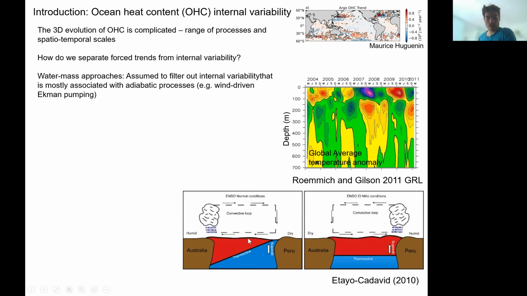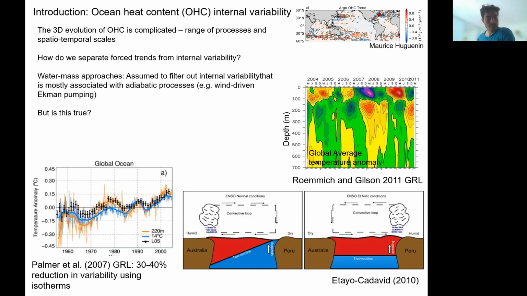The question I want to ask here is, this is the depth coordinate analysis. If we were to do the analysis in temperature coordinates, would we actually see a reduced amount of variability? So is this point that I've made here actually true?